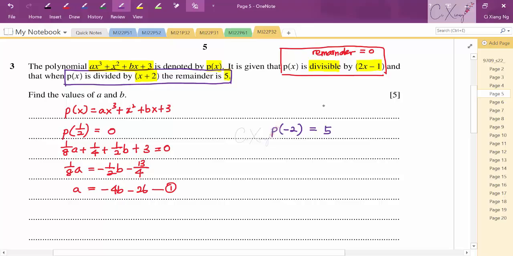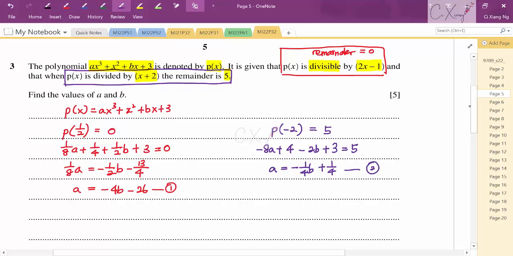The equation that I get for this part will be negative 8a plus 4 minus 2b plus 3 equals 5. And then I have a equals negative 1 over 4 b plus 1 over 4.